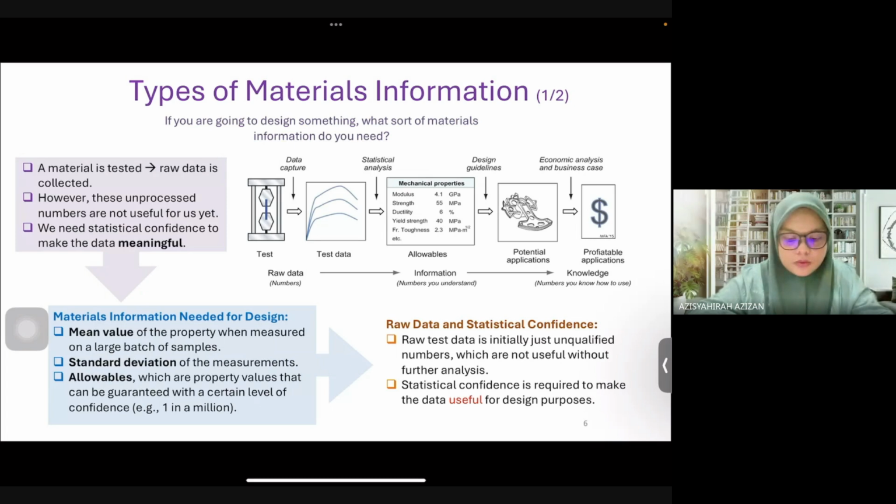And then they also determine the standard deviation of the measurement besides the allowables. Okay, so allowables are actually the property values that can be guaranteed with a certain level of confidence, so that the data becomes more meaningful, right? So this raw data and the statistical confidence is what we can then use to proceed with the design process. Okay.